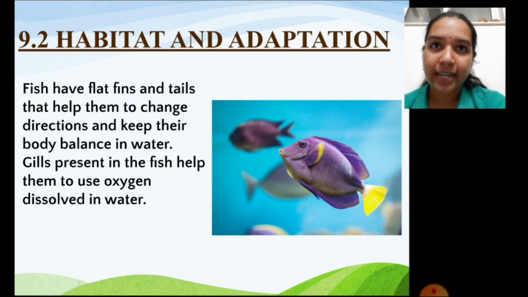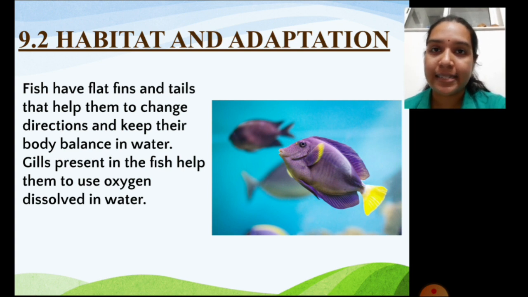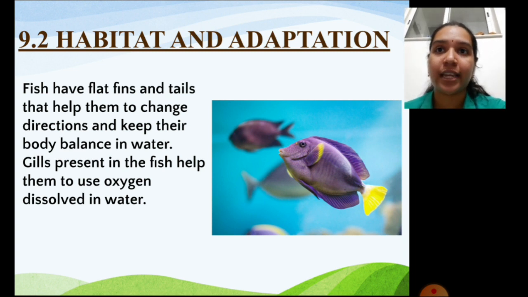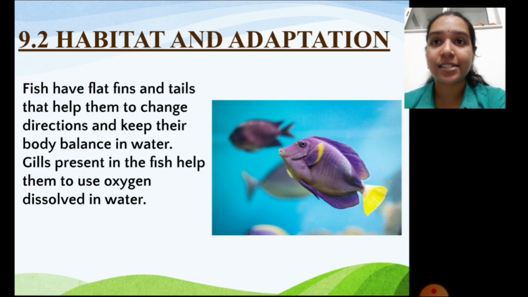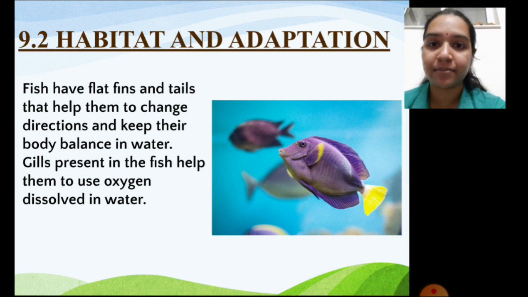We also learned that the fish have flat fins and tails which help them to change the directions while moving in the water, and they also keep the body of the fish balanced in the water. The fish respire through gills. That means it breathes with the help of the gills, and these gills present in the fish help them to use the dissolved oxygen in the water. So these are the adaptations a fish has to survive in its habitat, that is in a sea or water.